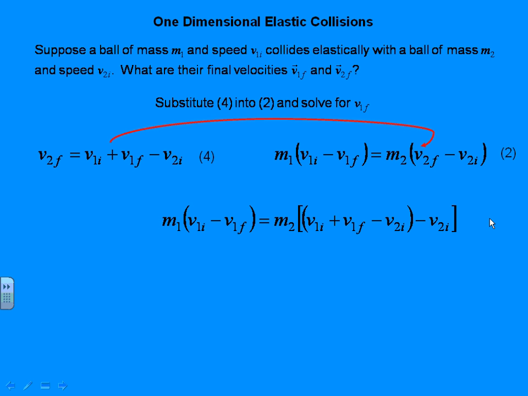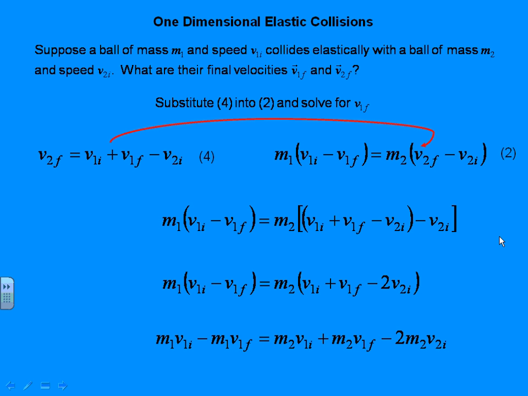Now, this is a great equation because it only has one unknown in it, but it's in 2 places. So here's where we do lots and lots of algebra. First thing I'm going to do is to gather up like terms inside of the big brackets. So we have a minus v2i and a minus v2i makes a minus 2 v2i. Then I'm going to factor in the m1 on the left-hand side and the m2 on the right-hand side. Got to multiply it by each of the 3 terms.